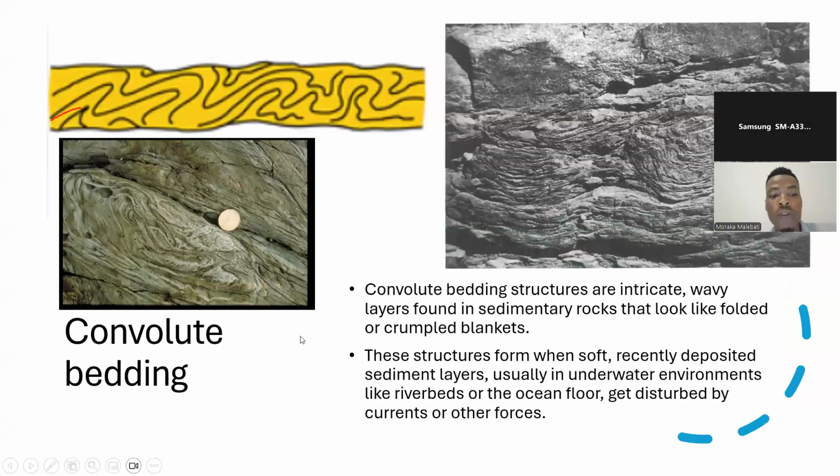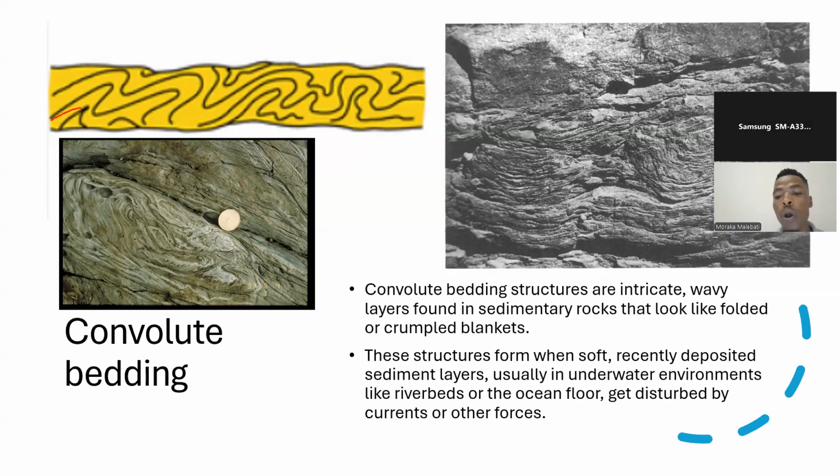And then we've got the convolute bedding. The convolute bedding consists of intricate, wavy layers. This is how you can recognize them: you'll see these wave-like features. And these waves look like they are highly crumpled.